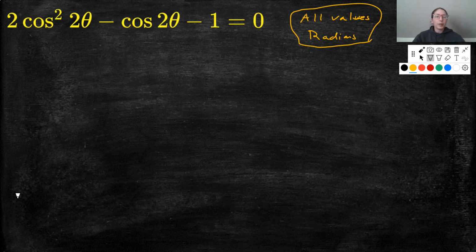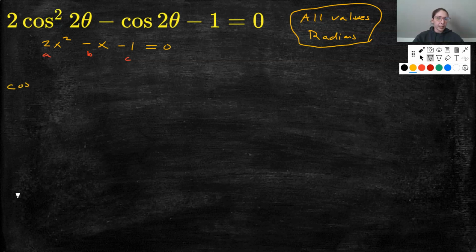I notice here this is a quadratic, right? It's all cosine and it's all 2 theta. So I can look at this as a 2x squared minus x minus 1 equals 0, where x is cosine of 2 theta, right? Just basically sub that out for x. Okay, so I can solve this using the quadratic formula. A will be 2, B will be -1, C will also be -1.